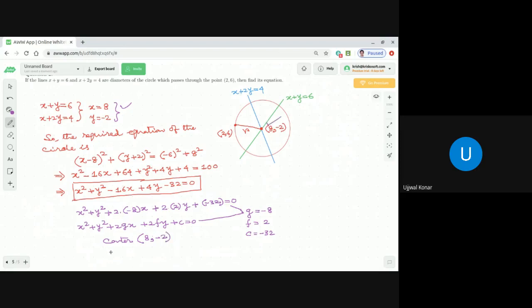And we can also find the radius. So how to find the radius? Radius is equal to square root of g square plus f square minus c. So 8 square plus 2 square minus of minus 32, plus 32, and you will get it.